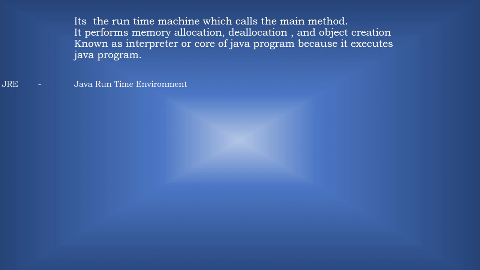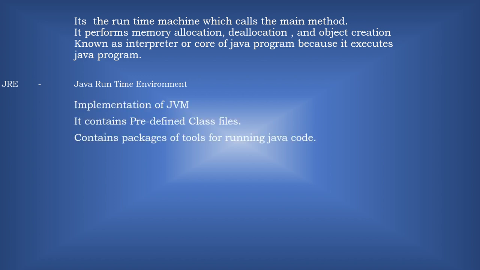And the third one is JRE. JRE means Java Runtime Environment. That is, it is the implementation of a JVM, and it contains predefined class files and packages for running the Java program, and also a set of software tools for developing Java applications. All these are included in JRE.